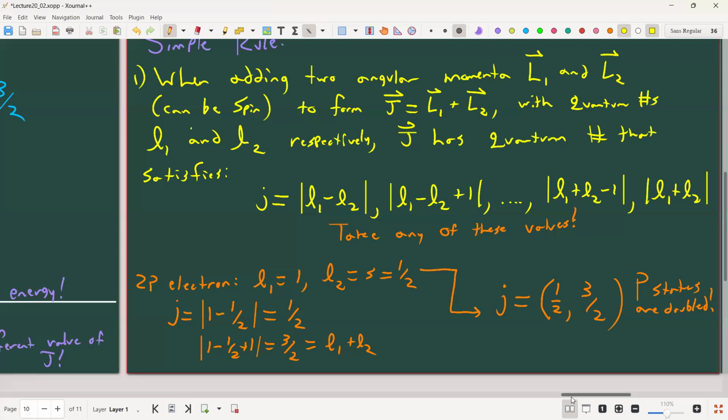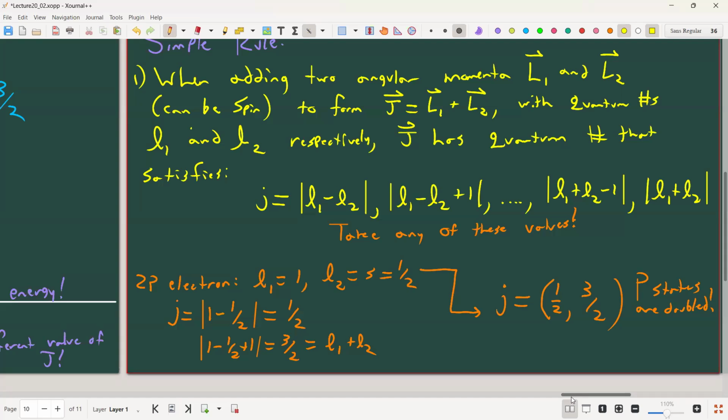All right, and we walk through the rules on how to calculate these. The idea is that we have this new quantum number for the total angular momentum J, which can take any value between the absolute value of the difference of the two angular momenta you're adding and their sum. All right, so it's very easy to do this calculation for hydrogen for the p orbital.